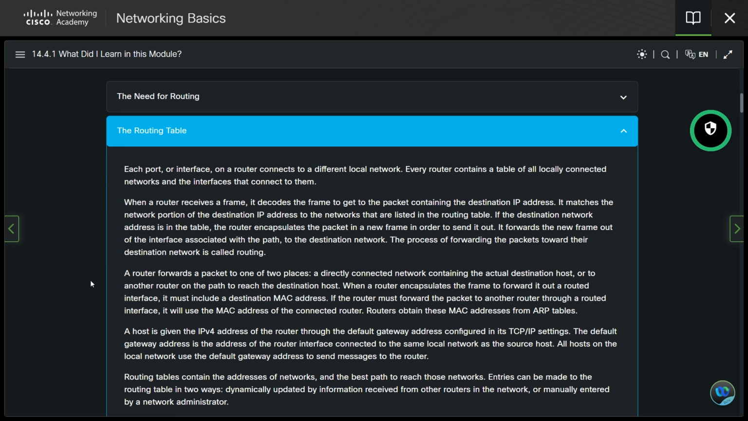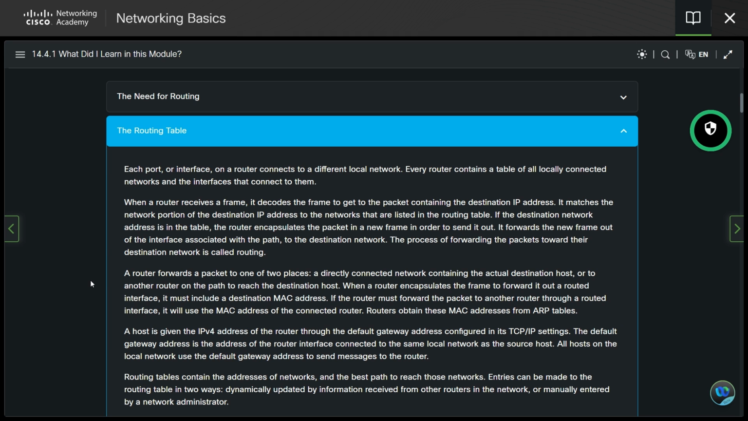The next topic in this module is the routing table. Each port or interface on a router connects to a different local network. Every router contains a table of all locally connected networks and the interface that connects to them. When a router receives a frame, it decodes the frame to get to the packet containing the destination IP address. It matches the network portion of the destination IP address to the networks that are listed in the routing table.